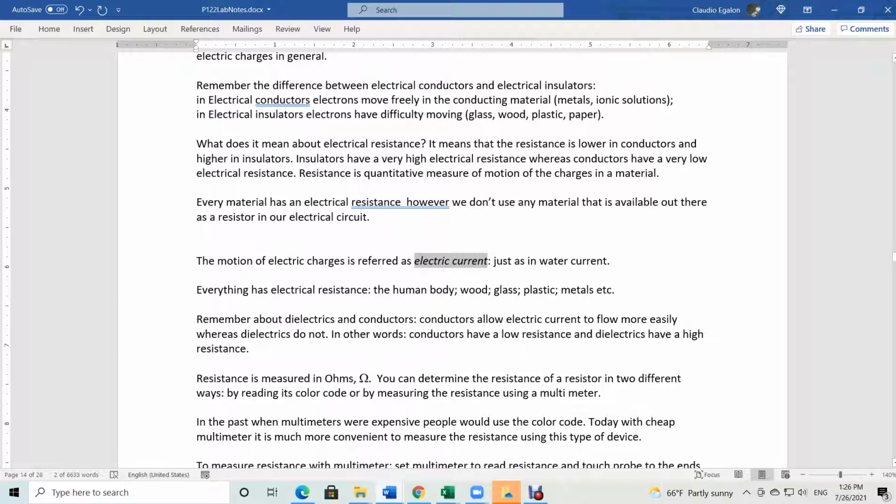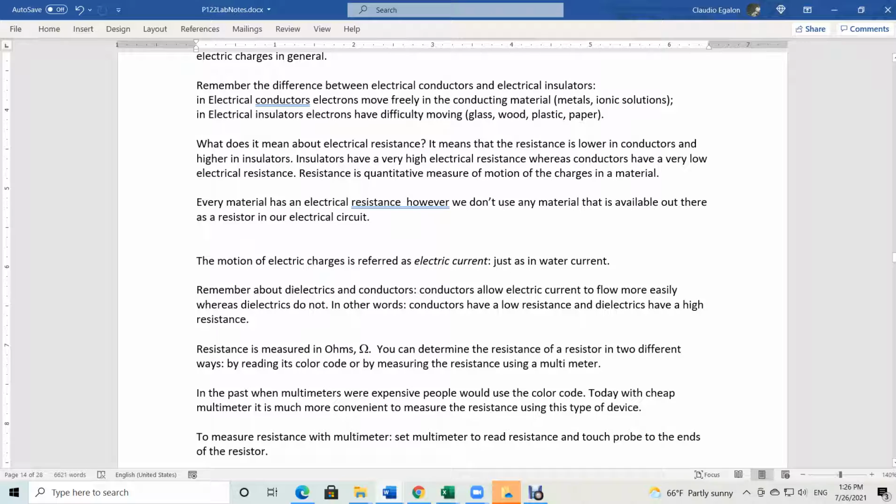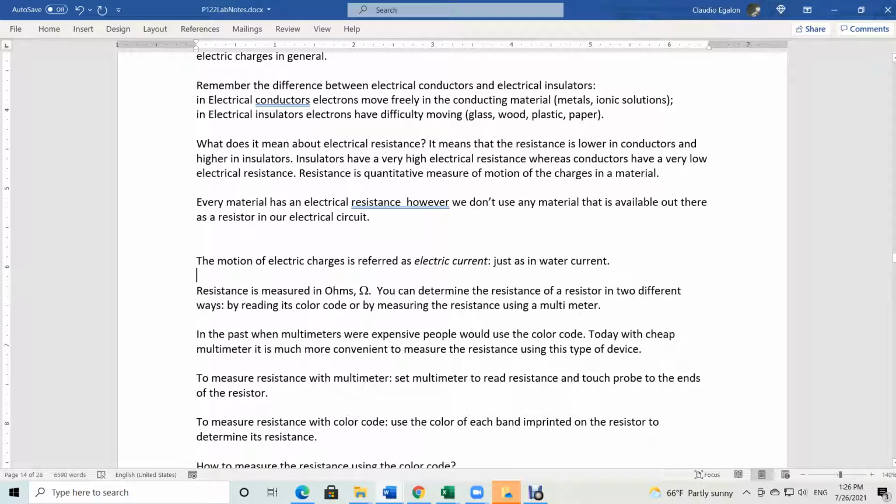If you put an electric charge to move, we have what we have, an electric current, just like a water current. I have already mentioned that at the top, so I can take it out. Remember about the electric conductors, allow electrical flow more easily. I wrote that down before, right, in real time.